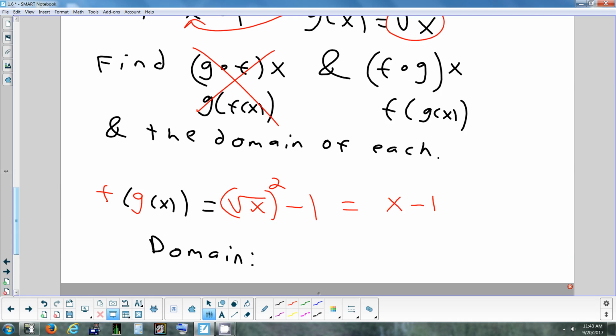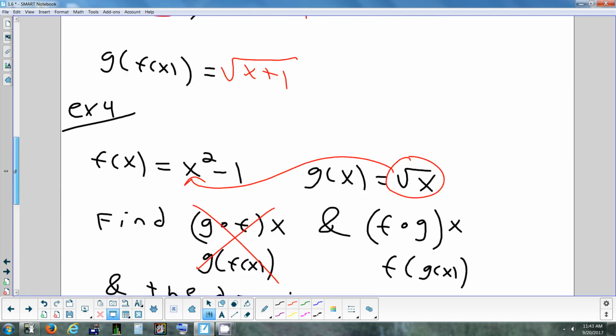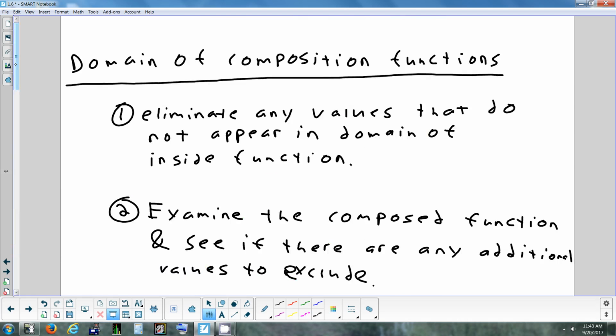Now, if you were trying to figure out the domain and all you do is look at the final answer, you're going to get it wrong. You have to remember something about the inside function. Okay? G is the inside function here. It's the one that's in the parentheses. So go back to the inside function and look at the domain.